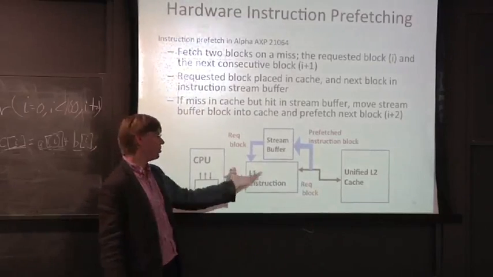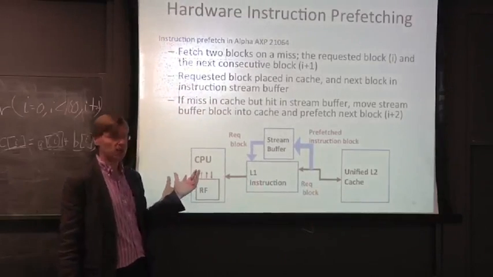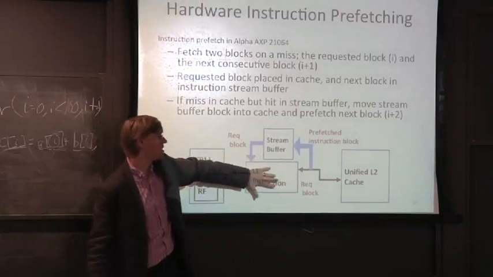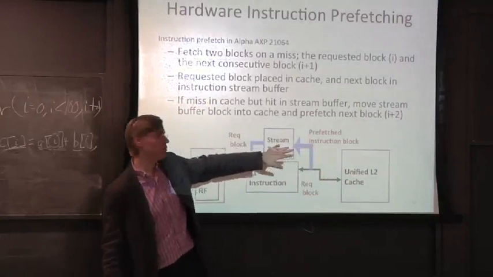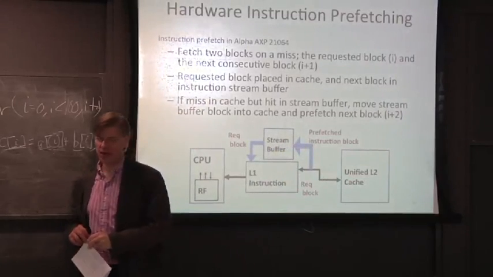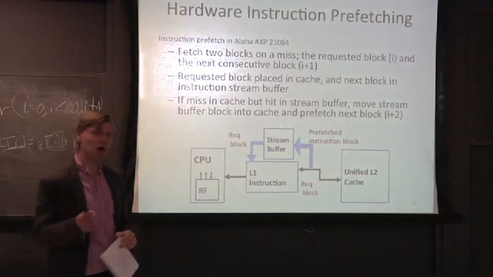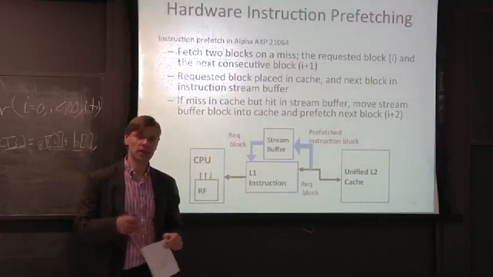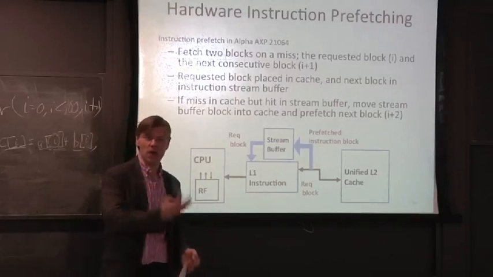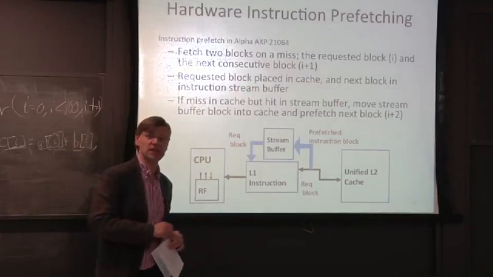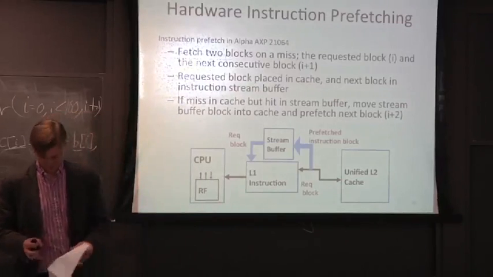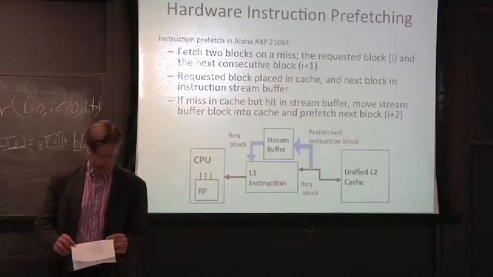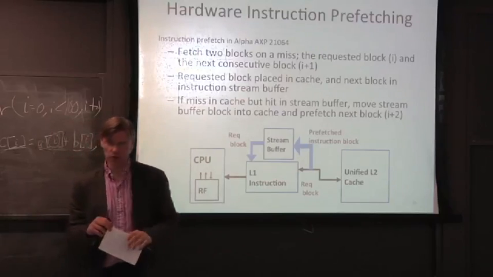So you can be doing two things at one time. You can be using the CPU fetching, executing from block I, and you can be using the cache moving data this way into the stream buffer for block I plus 1. And likewise, when you're executing, let's say, block I plus 1, you might be fetching block I plus 2. OK, so that's the instruction prefetch side of the world.